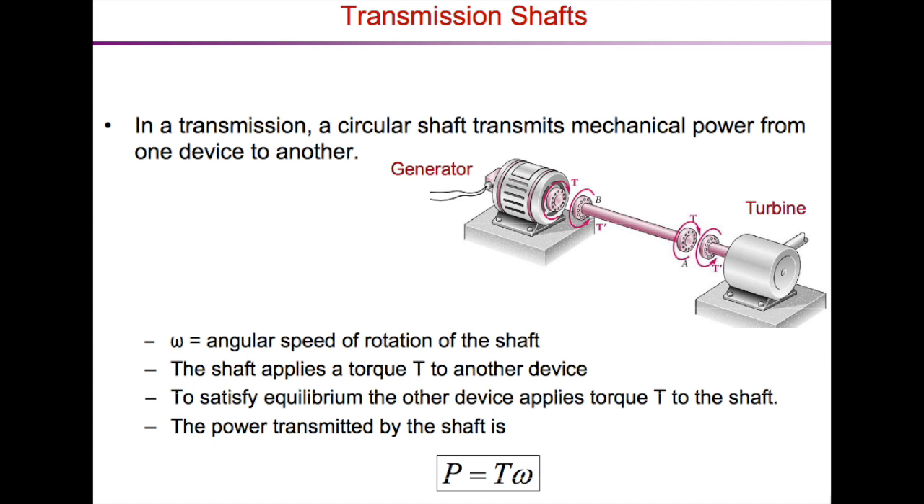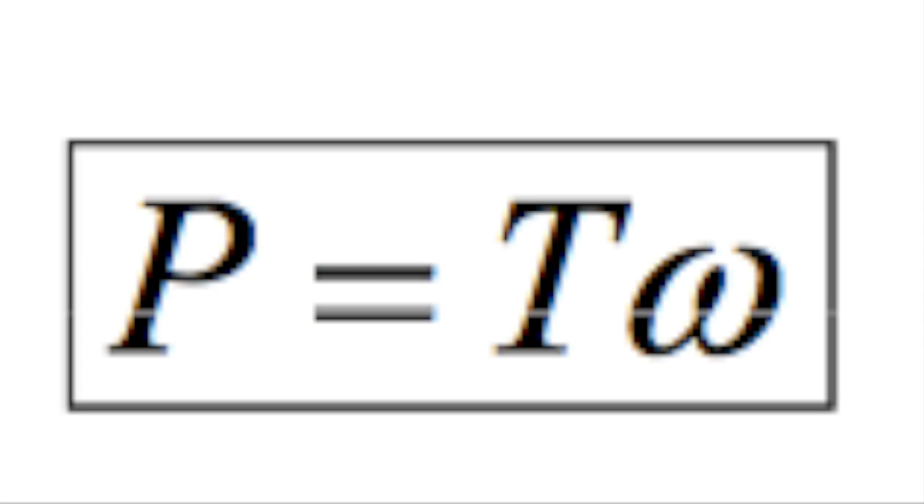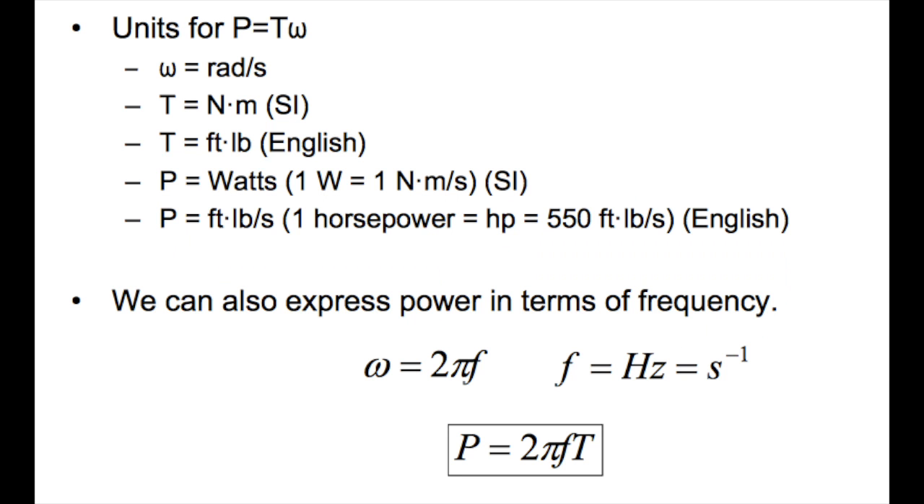In a transmission, a circular shaft transmits mechanical power from one device to another. Power transmission is expressed using this formula, where P represents power, T is an applied torque on the shaft, and omega is the shaft's angular velocity. Omega is also equal to 2 pi times the frequency of a shaft's rotation.